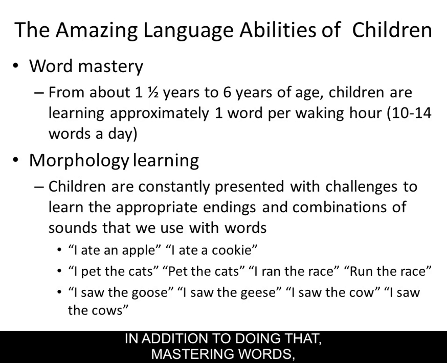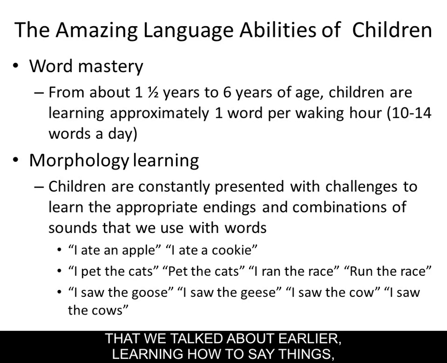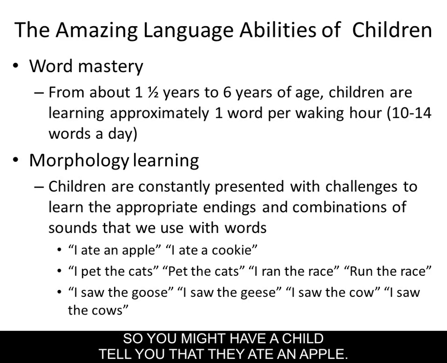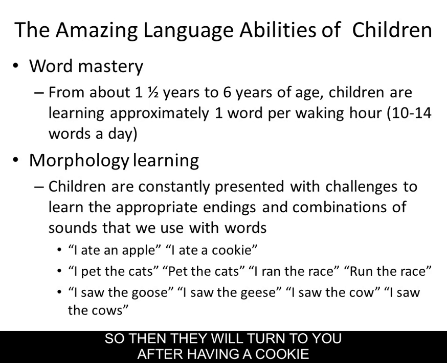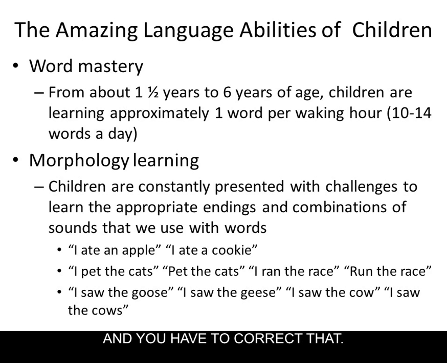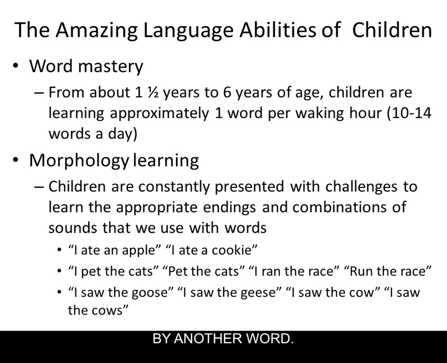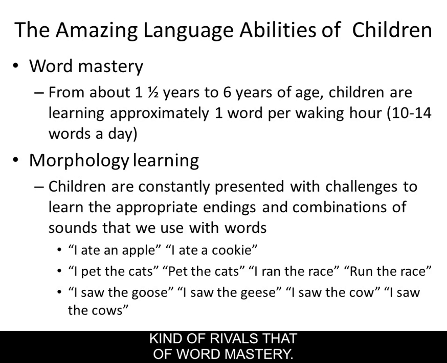In addition to doing that, though, mastering words, kids are also mastering that concept of morphology that we talked about earlier. Learning how to say things, how to understand the rules to written language. So you might have a child tell you that they ate an apple, and you might tell them that's exactly how you're supposed to say it. So then they'll turn to you after having a cookie and they'll say, I ate a cookie. And you have to correct them. You have to say, I ate a cookie, because there's different rules when a or an is followed by another word. And for children, this idea of learning morphology kind of rivals that of word mastery.